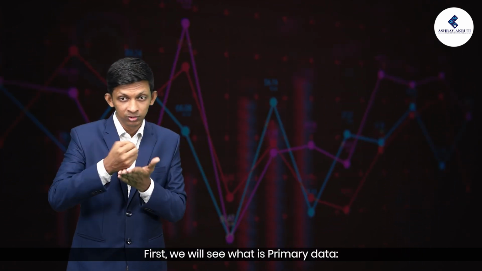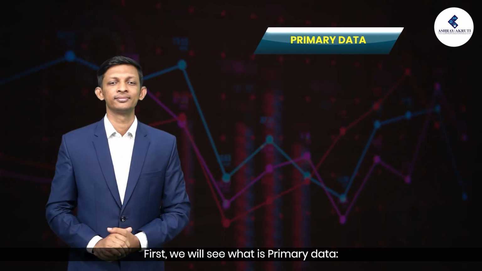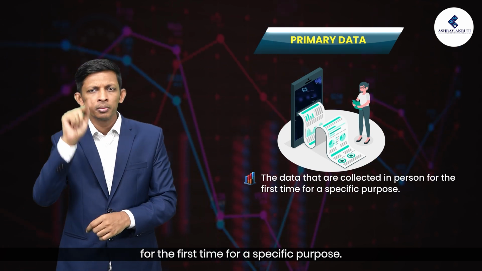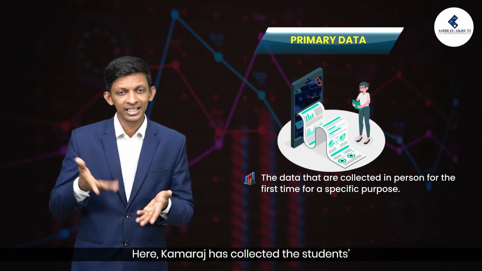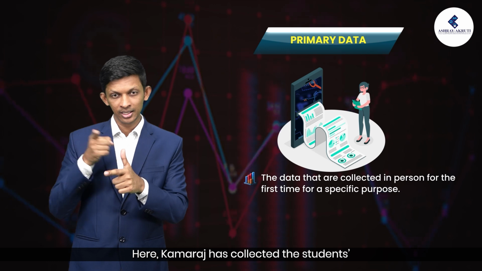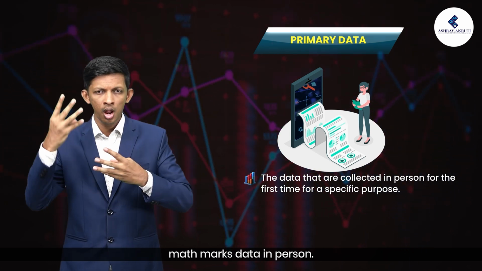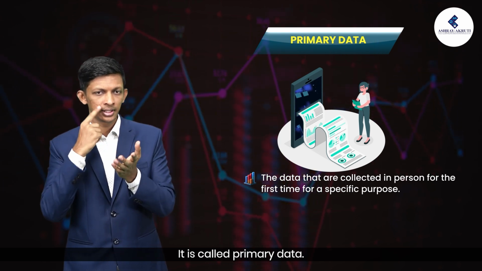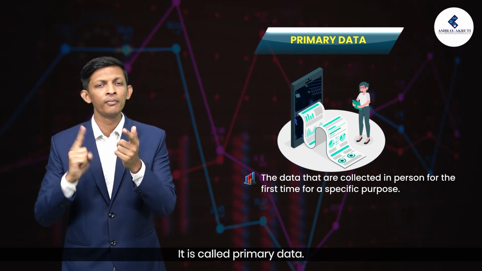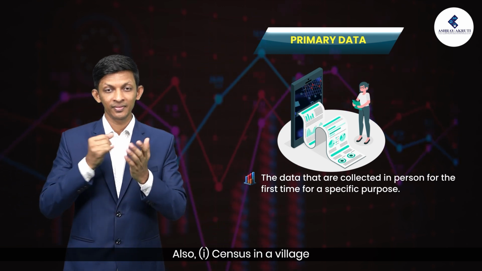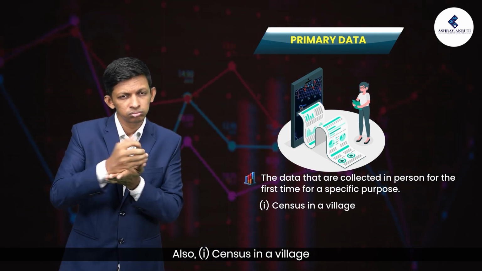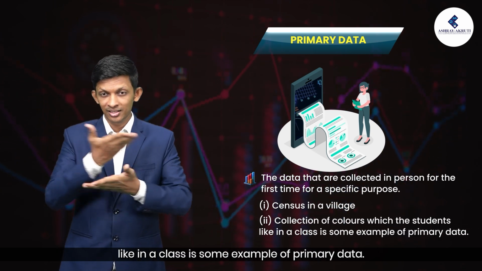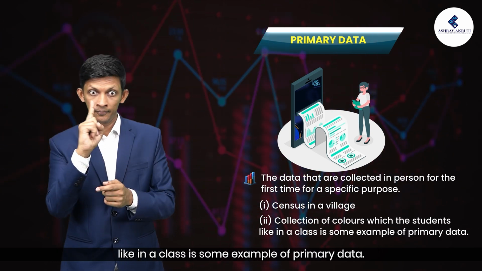First, we will see what is primary data. These are the data that are collected in person for the first time for a specific purpose. Here, Kamaraj has collected the students' math marks data in person. It is called primary data. Also, a census in a village, or collection of colors which the students like in a class, are some examples of primary data.